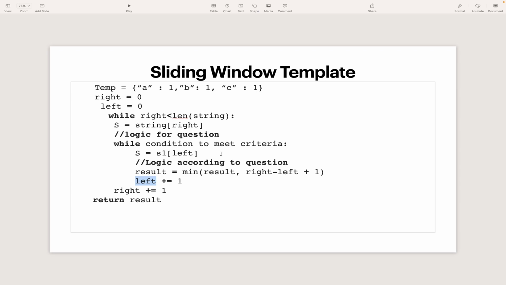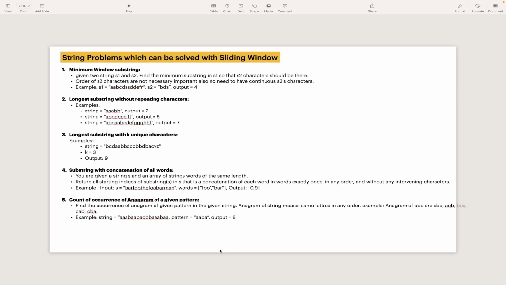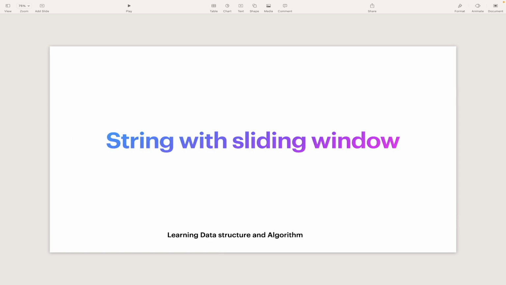Okay, so we'll stop here. In the next video, we'll take an example of a sliding window, which I have noted down here, and see the quickest way to solve the problem. Okay. Thank you very much.